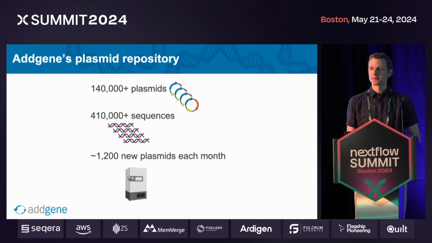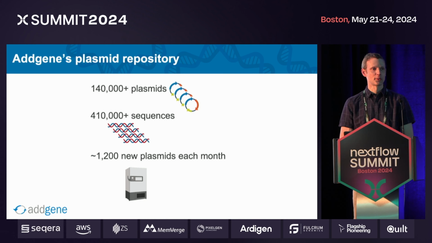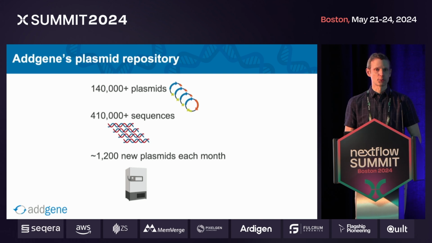Our repository has constantly grown since we started, so now we have more than 140,000 plasmids in our freezers and available on our website for request. And we have more than 410,000 DNA sequences to go along with those plasmids. And we're constantly adding new plasmids and sequences each day. On average, we're taking in about 1,200 new plasmids each month. So this is really the impetus that we had for developing a bioinformatics solution that was more automated and could help us keep pace with this intake.